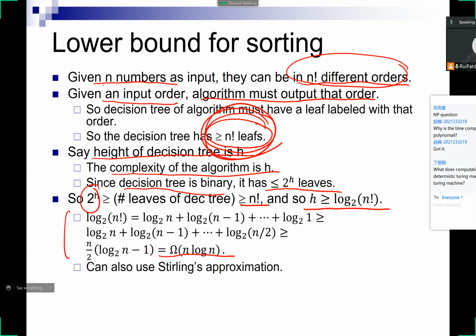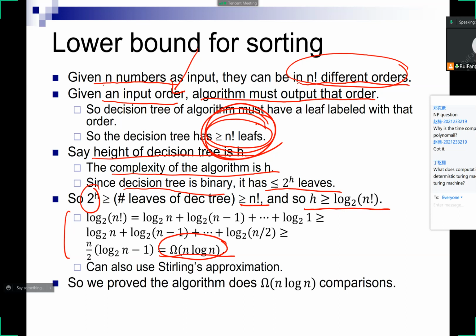And you have to have n factorial leaves, because otherwise there is some input order where you do not produce that input order, and so your algorithm is incorrect. So therefore all correct algorithms have to have height at least n log n. And so therefore this is an omega n log n comparison lower bound in the comparison model for sorting. Okay, does that make sense?